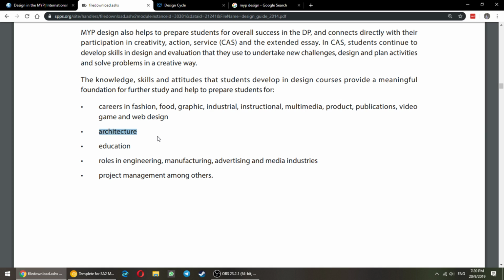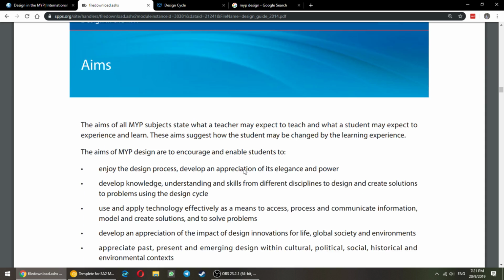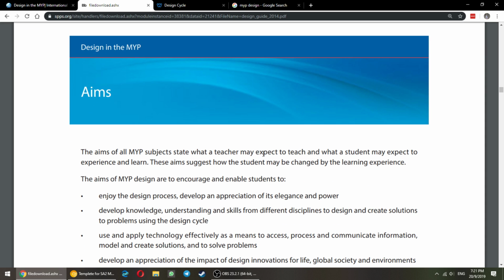It also helps you in architecture, where you design buildings and outlook. It helps you in education, in trying to communicate your thing properly to an audience that has never seen your idea and design before. And many others, like engineering, manufacturing, advertising, media industry, and project management, among others. So it's a very wide field. It's a very, very different field compared to most of the subjects that we have.